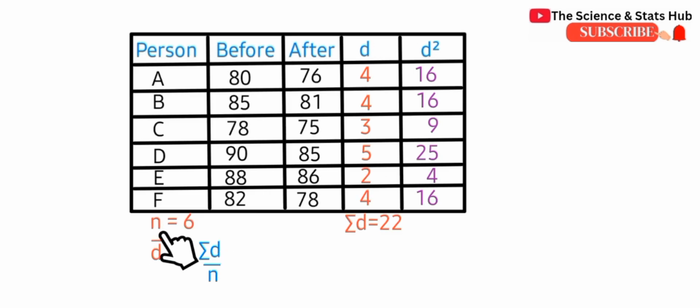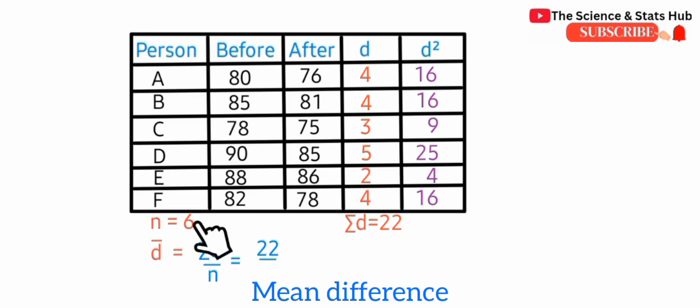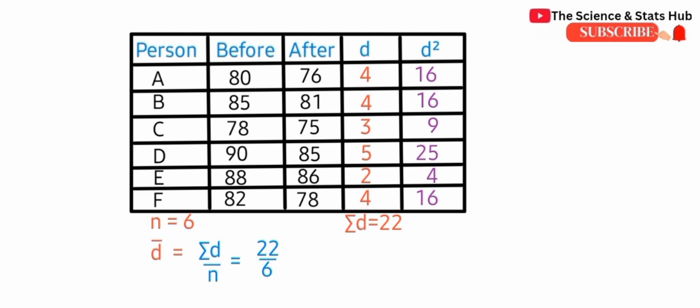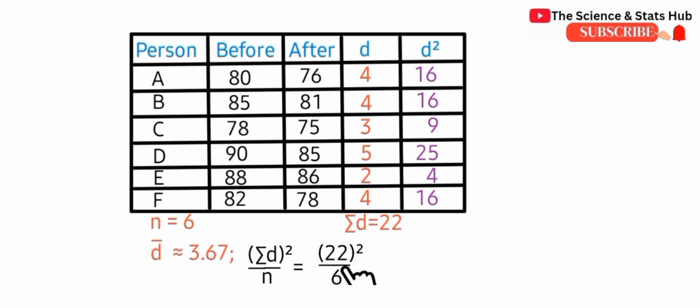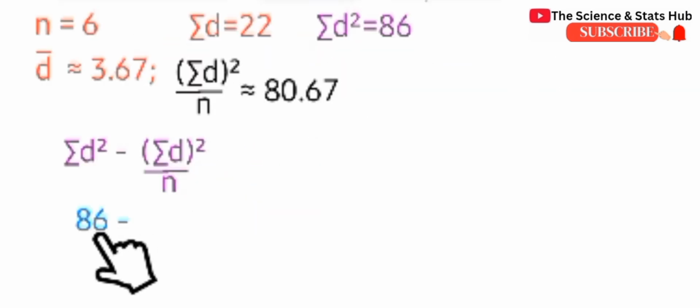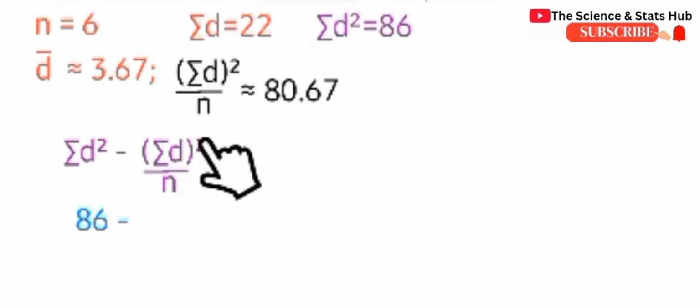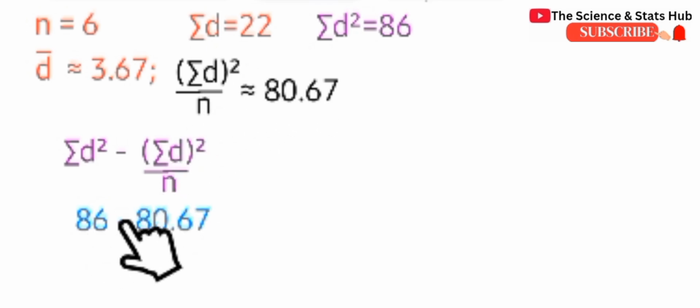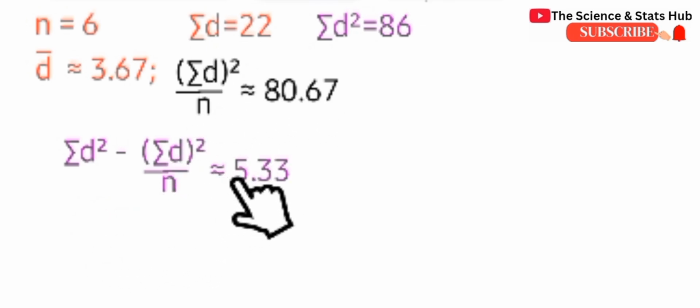Now let's get the mean difference, which is summation d divided by n. So 22 divided by 6 is approximately 3.67. Now let's square summation d and divide by n. 22 squared divided by 6 is approximately 80.67. Now let's sum these squared values: 16 plus the others gives 86. Summation d squared is 86, minus summation d all squared divided by n. 86 minus 80.67 is approximately 5.33.